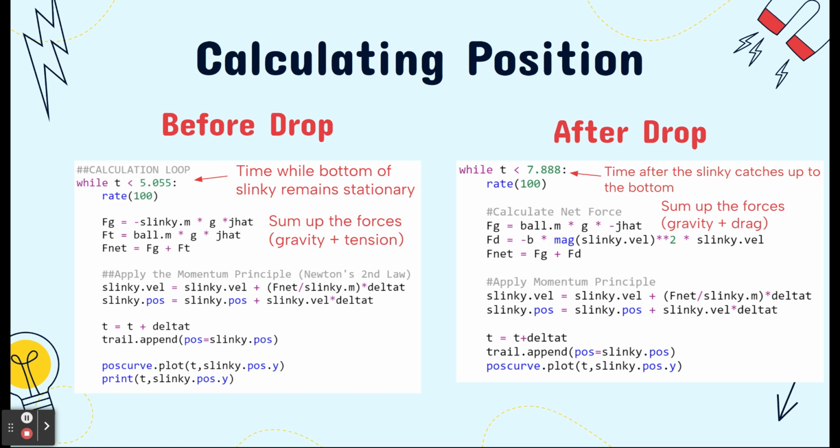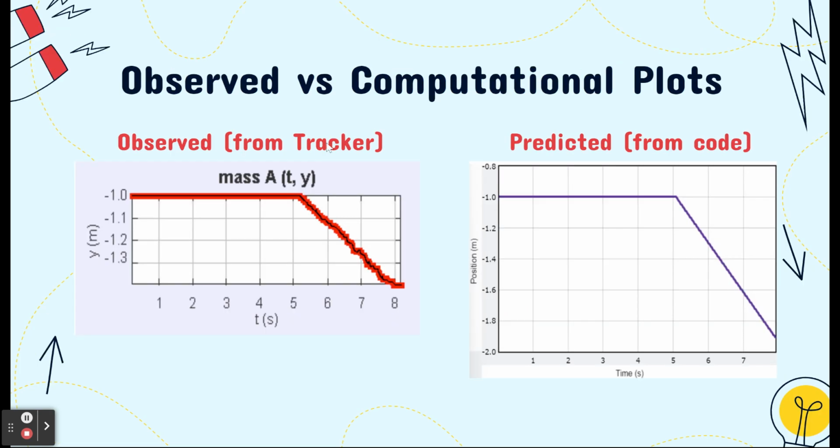Before the drop, which was before 5.055 seconds, the forces acting on the bottom of the slinky were the force of gravity and the force of tension. And then here I update my velocity and my position of the slinky accordingly. And then after the drop, which is before 7.888 seconds, after the slinky catches up to the bottom, I sum up these forces, which were the drag force and the force of gravity, and then again apply the momentum principle to update the velocity and the position.